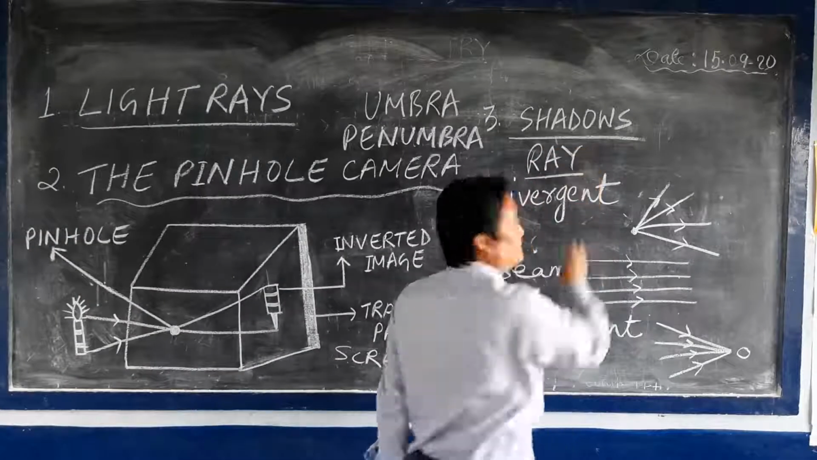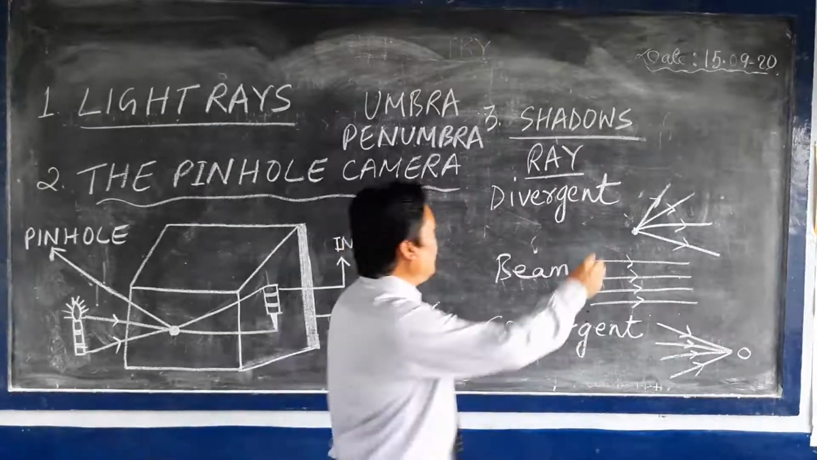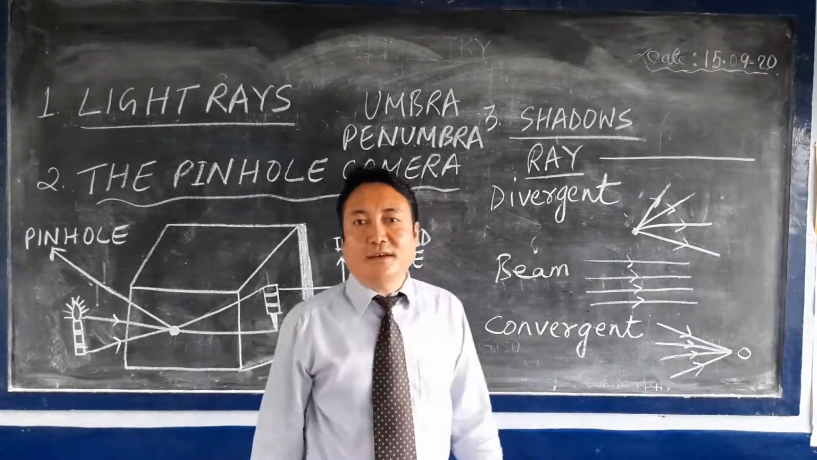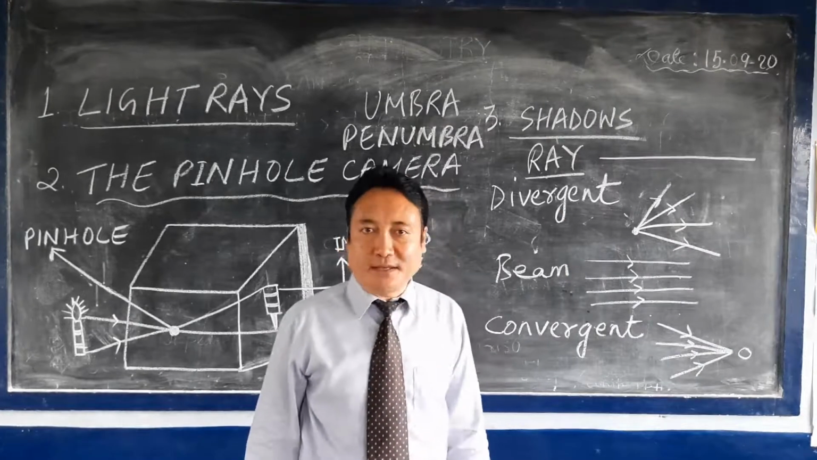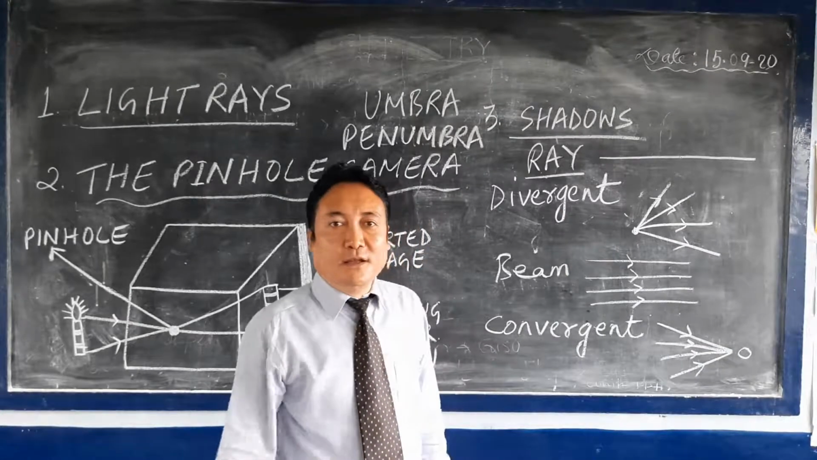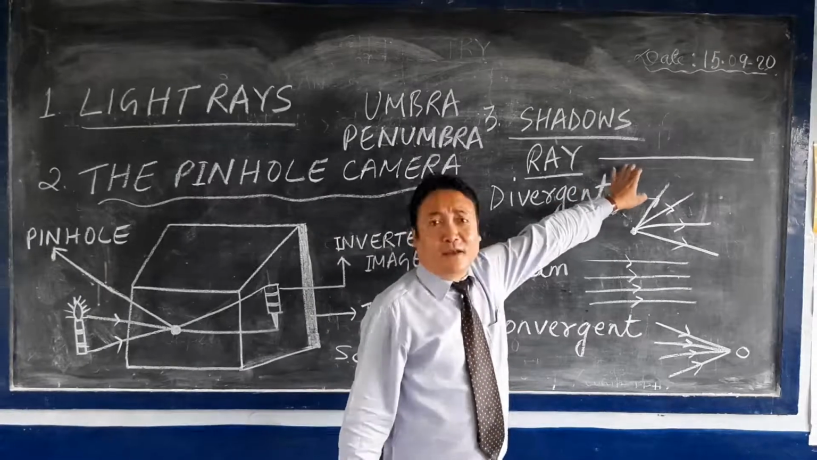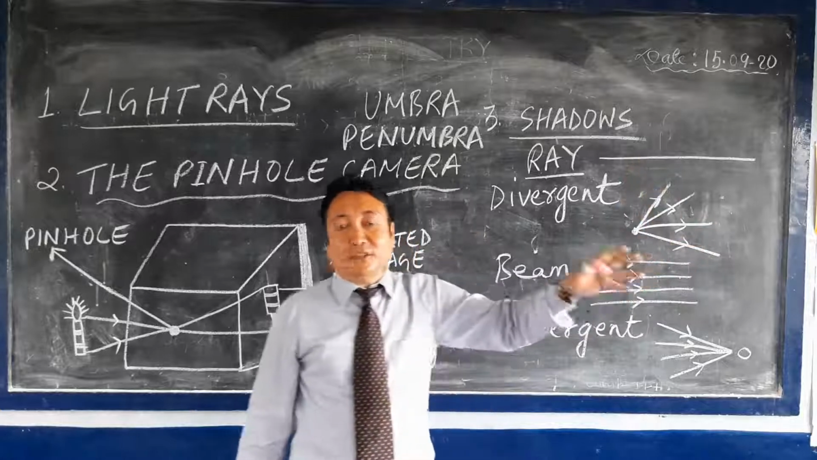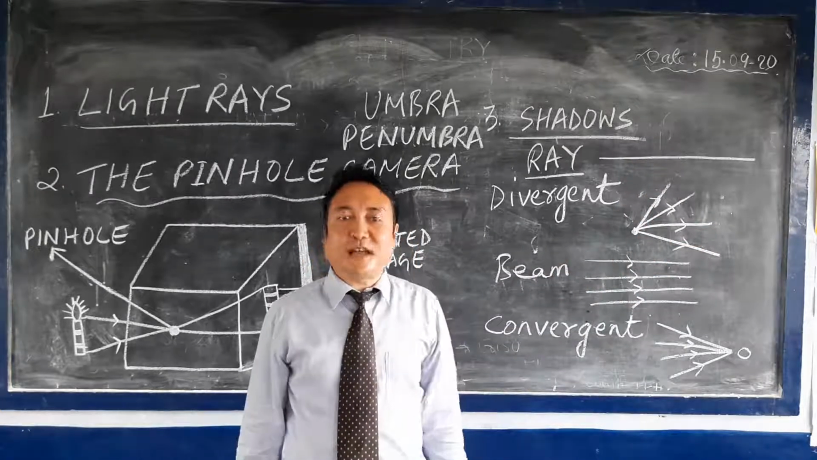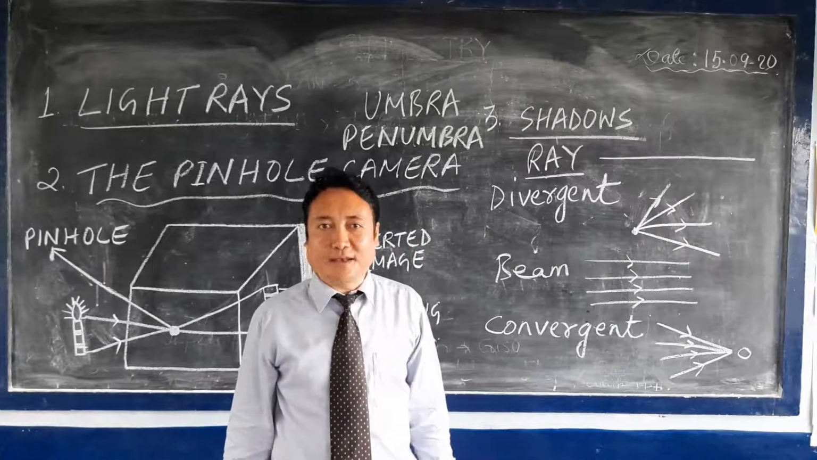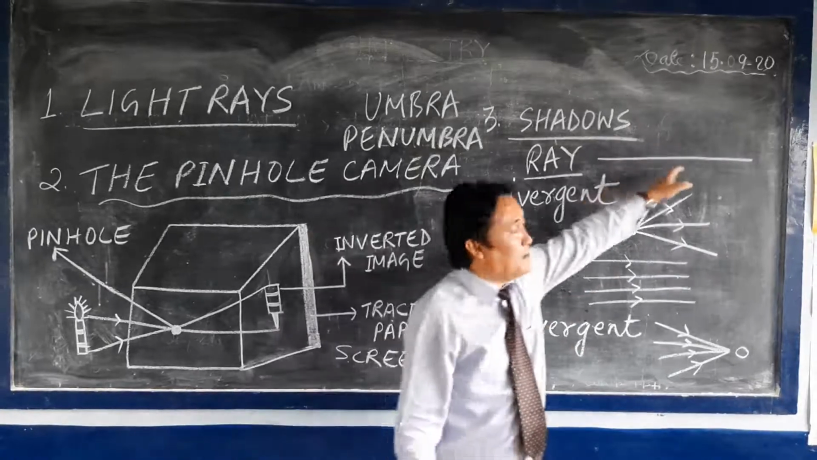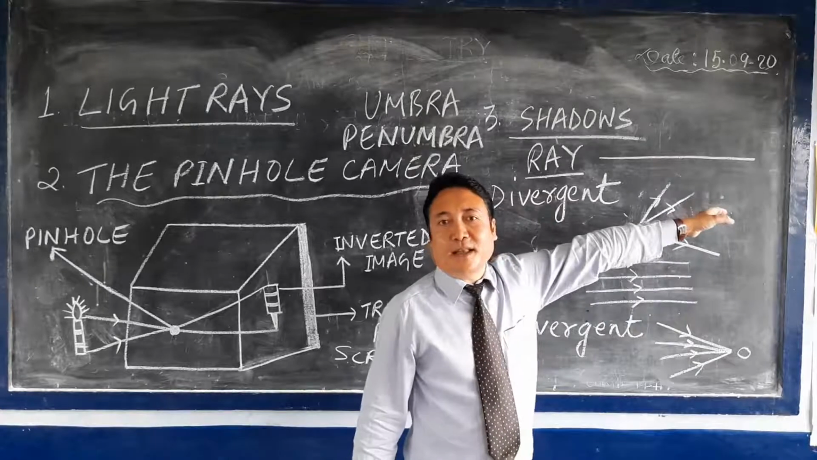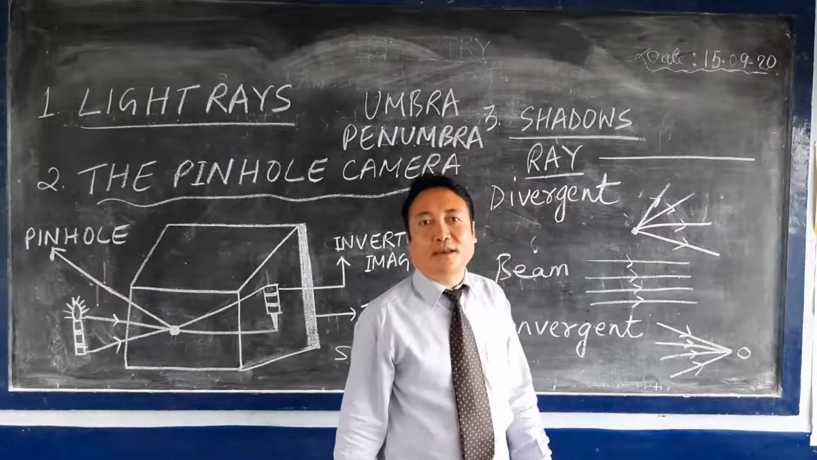R-A-Y, ray. Now if I draw a straight line, okay, this straight line represents a ray of light. Now what does ray of light mean? A straight path in which a light travels is called a ray of light. A straight path, it is a straight line. I have drawn a straight line, so it is the straight path in which a light travels, known as the ray of light.